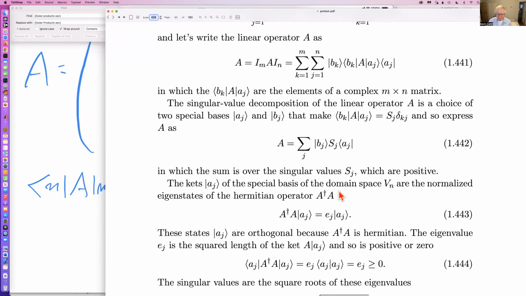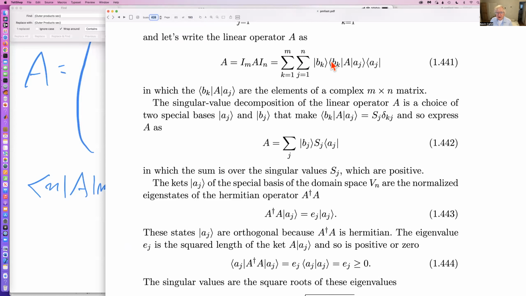And so basically, to repeat, by choosing two bases, the B's and the A's, and we have infinitely many choices for each, we can write A in this way. The singular value decomposition is a special choice of bases in which we simply get this form. And the way we make that choice is the A's are a special basis of the domain space.